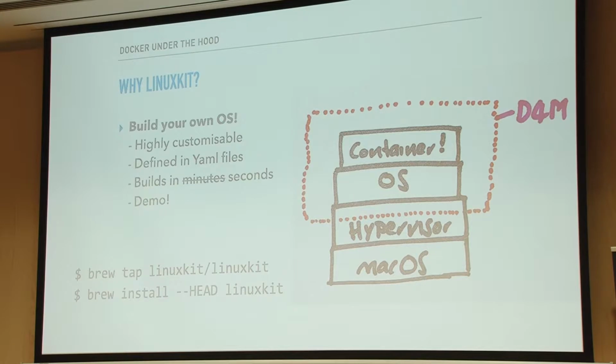The tool chain is highly customizable. You get to choose what goes into it. It's defined through YAML files, which means it's relatively straightforward to understand. And you can build your container OS in seconds. So you can use this to build whatever kind of configuration you need for your particular use case. And so this is very useful. We use this to produce the OS that finds its way into Docker for Mac. And this is also something I can show you now in terms of how LinuxKit actually works.